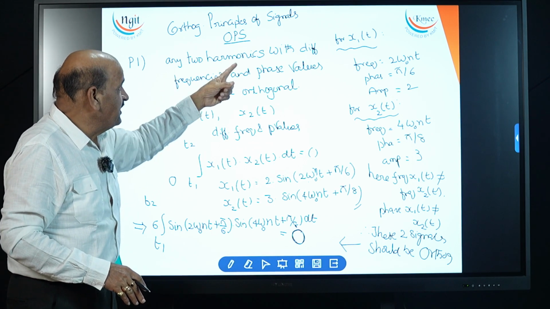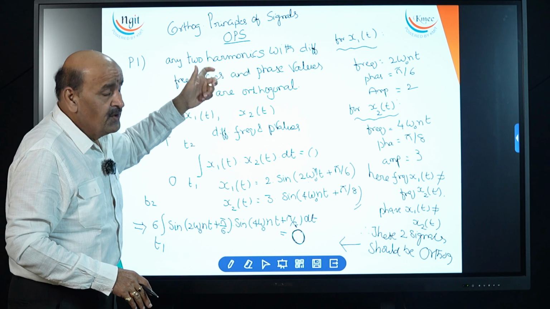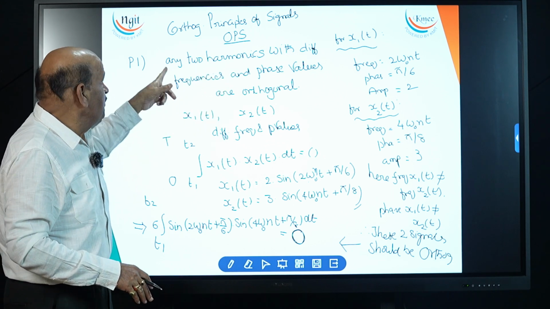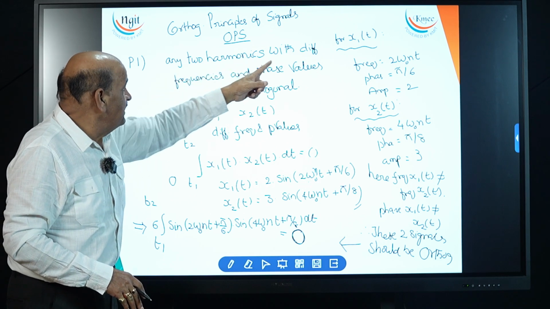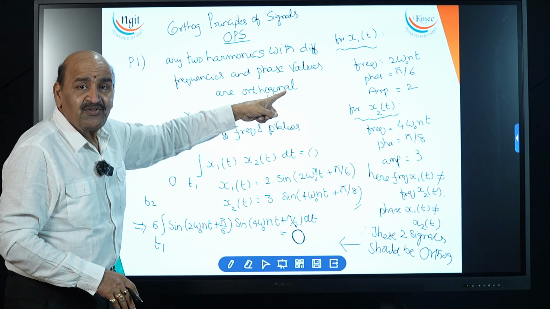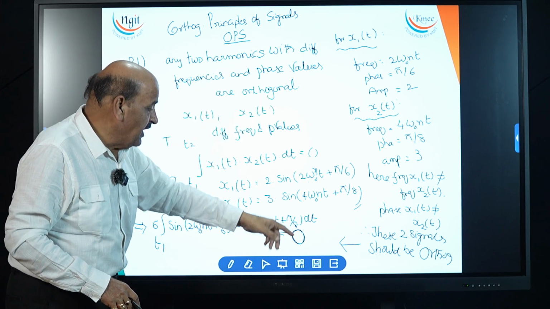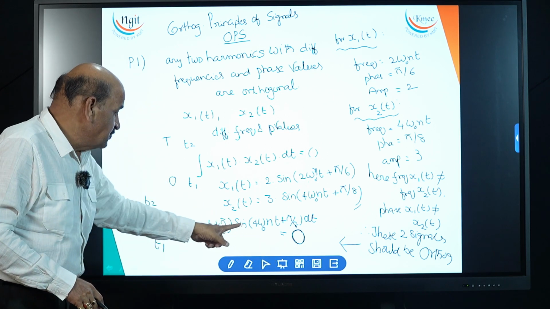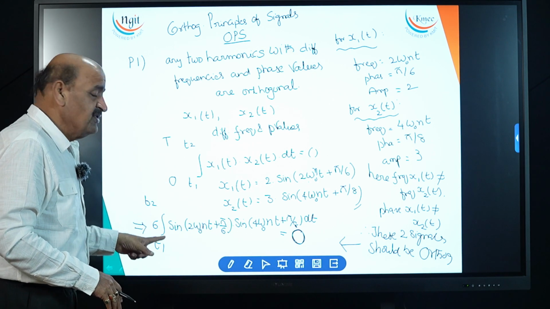You take any two signals, we call them harmonics. Why do we call them harmonics? In the Fourier series, I will explain this one. So any two harmonics with different frequencies and phase values are always orthogonal. Orthogonality means ultimately you have to prove that it is 0, multiplying these two signals and integrating.